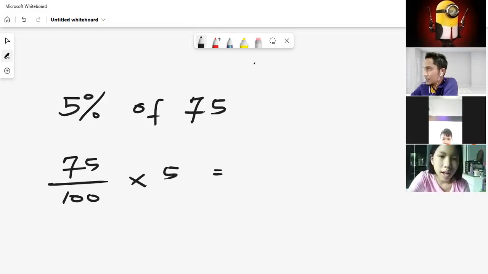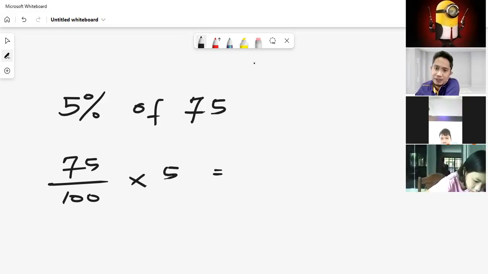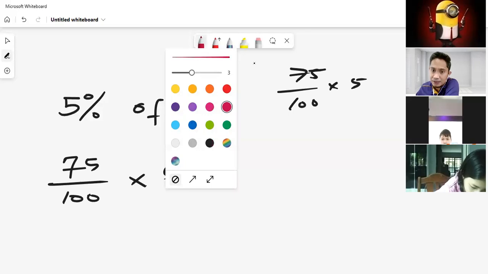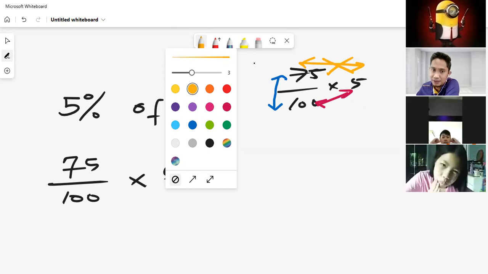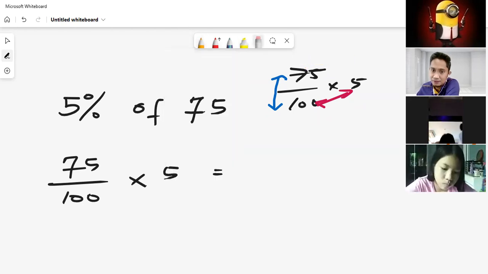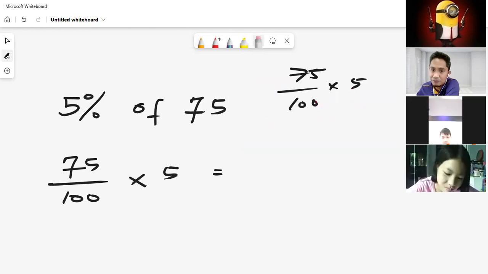Can. 75 and 5 can be cut, only the same line. So for example, now we can cut 75 over 100 times 5. I will use another color, blue, this one and this one. I will use yellow, this one to this one. So 75 and 5 can be cut.